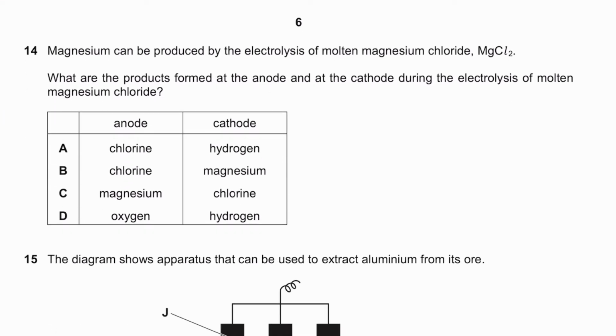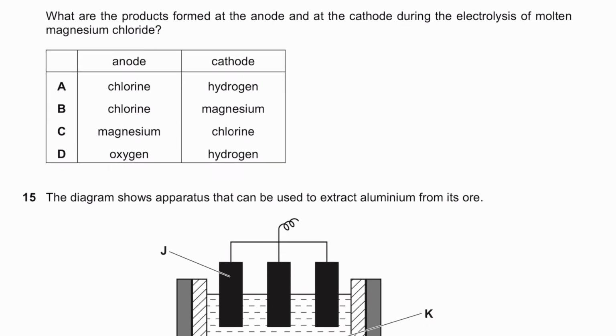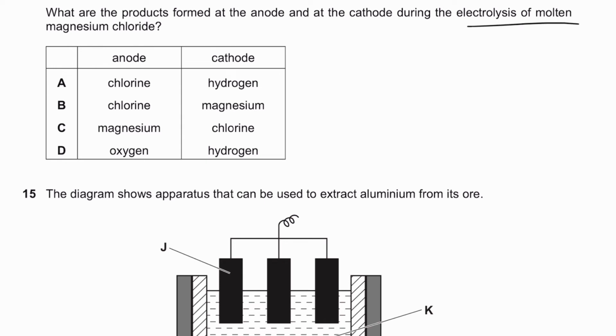Let's move on to number 14. Magnesium can be produced by electrolysis of molten magnesium chloride. What are the products formed at the anode and at the cathode during electrolysis of molten magnesium chloride?